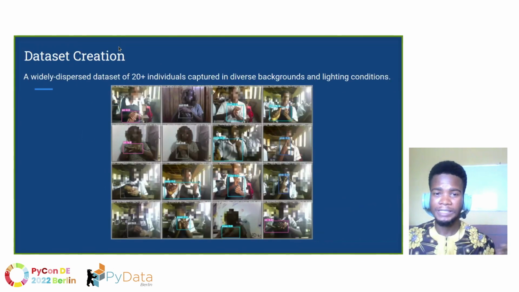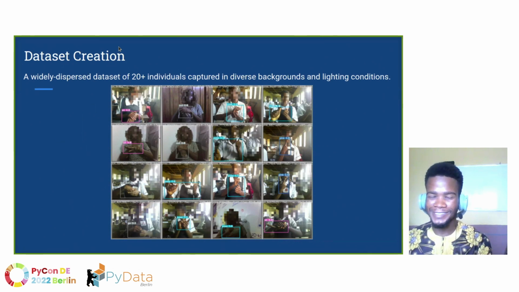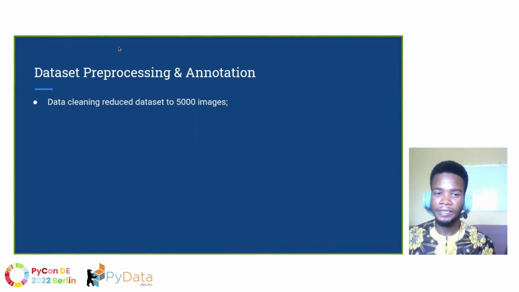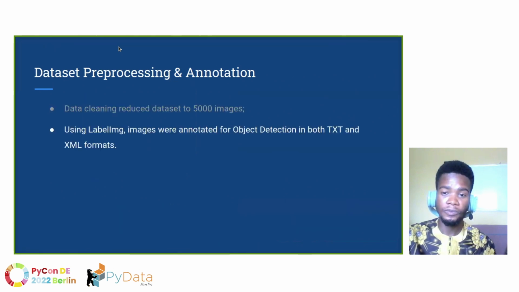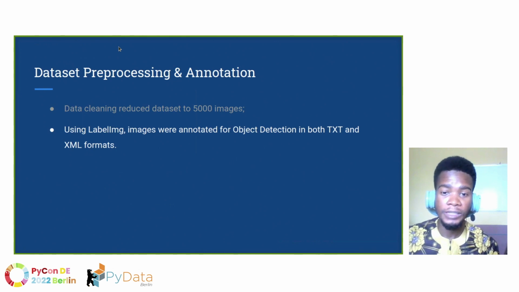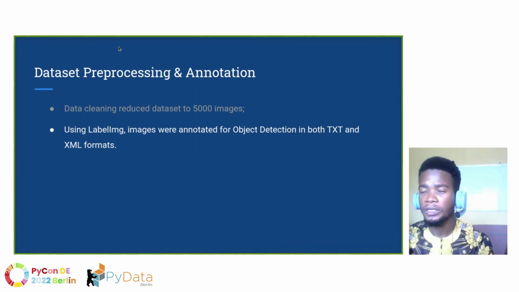We had a widely dispersed data set of 20 individuals captured in diverse backgrounds and lighting conditions. We had to blur the faces out because there are identity concerns. For the data preprocessing, the data cleaning reduced the images to, I think, 5,000 images. Since we planned on using object detection for some of our models, we made use of labelImg, which is a graphical annotation tool. It's an open source tool, and we used it to annotate the images for object detection in both text and XML formats.